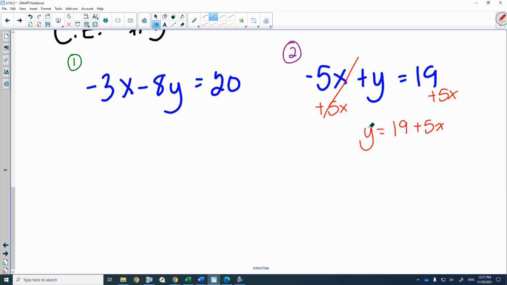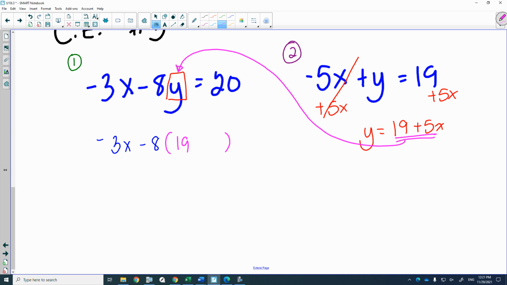I solved for y, you guys. So you go to the other system and you say, where is their y? It's right here. So this is going to come out, and what's going to go in for y is this, right? Y comes out, and that gets substituted in. This is why it's called substitution. Negative 3x minus 8 times y, 19 plus 5x equals 20.